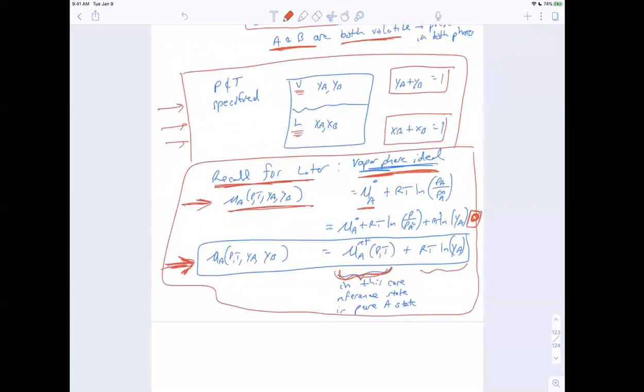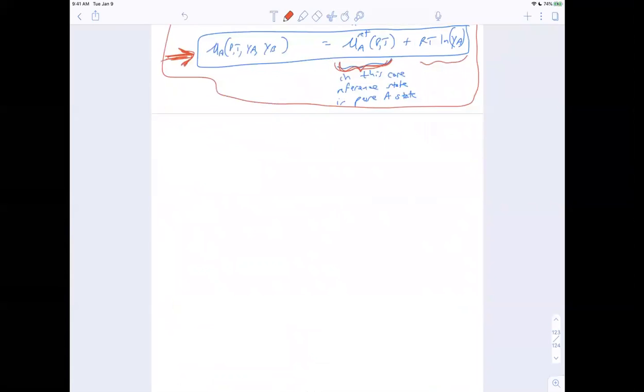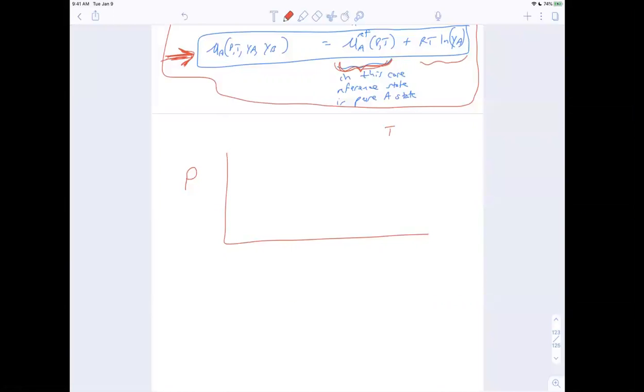Okay, so let's go on now. We're interested in a phase diagram. And that phase diagram is going to be of the form: we're going to let pressure vary. We're going to say that temperature is constant. So we're going to specify temperature. T is something that we specify. So we're going to use one of our 2 degrees of freedom to specify temperature.